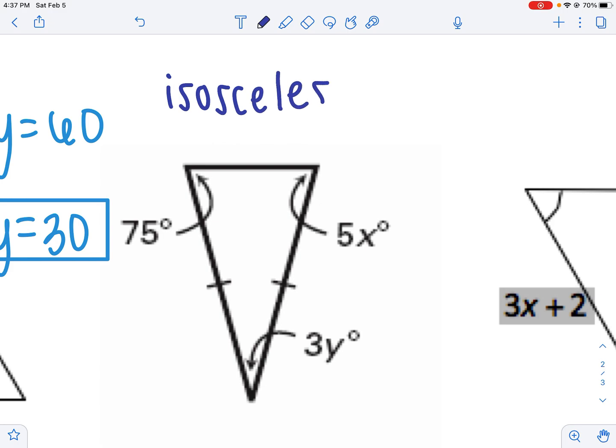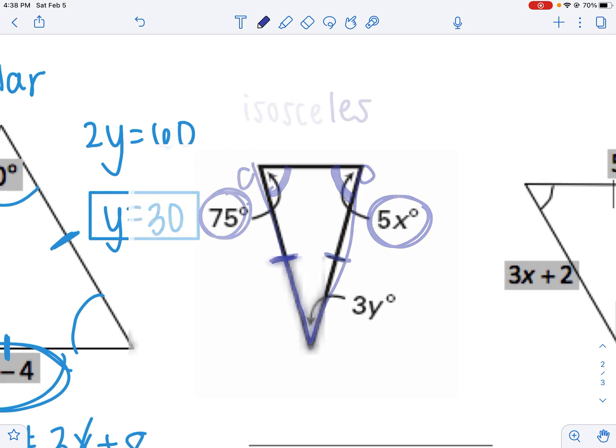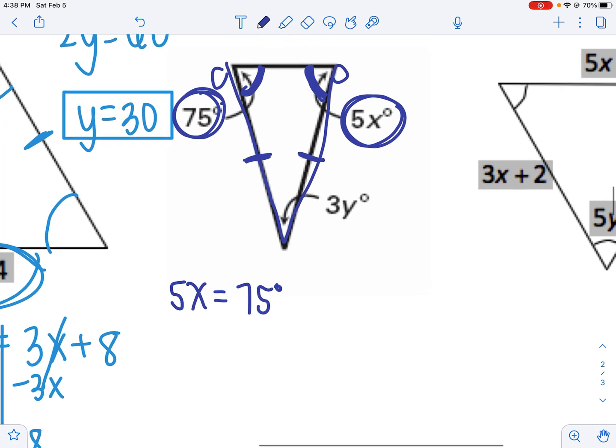And remember that if it's isosceles and the legs are the same, then our base angles, or our feet, are the same. So this is like a person kind of skydiving right here. So if our base angles are the same, that means 5x could go with 75. And that's how I'm going to set this up. 5x equals 75, because our base angles are congruent in an isosceles triangle. And when I divide both sides by 5 and solve this out, I'm going to get that x is 15.